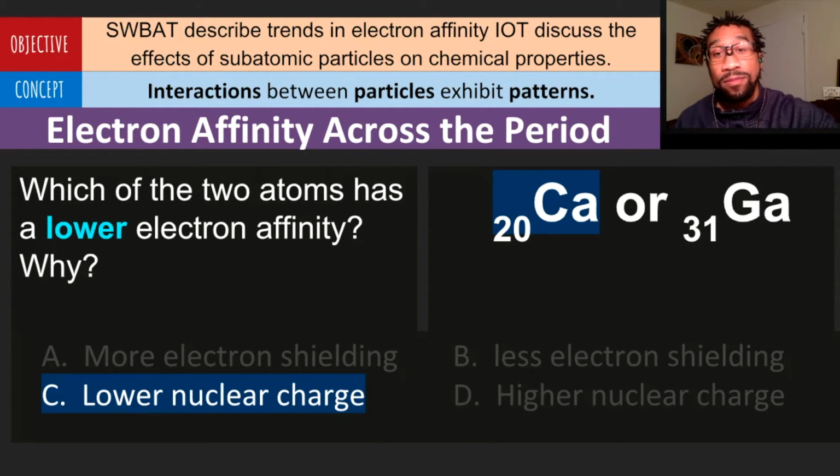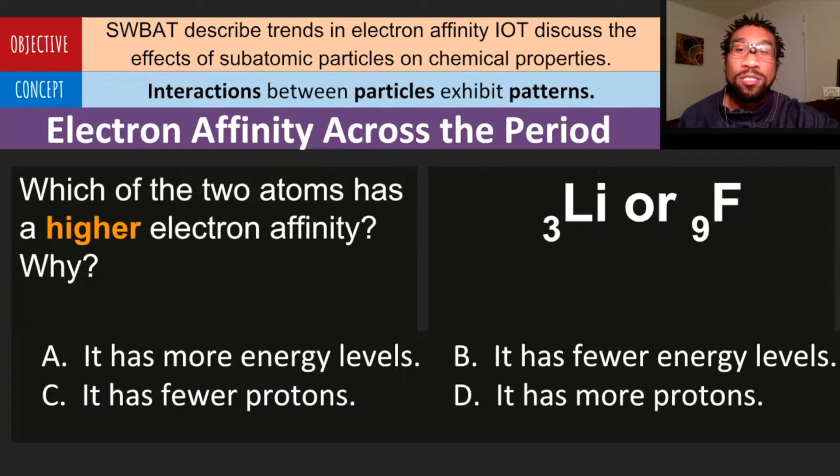Okay. Let's look at our next example. Which of the two atoms has a higher electron affinity? Is it going to be lithium or is it going to be fluorine? Which one would you choose? I would choose fluorine, all right, with an atomic number of 9. And so then why would I even choose fluorine over lithium?